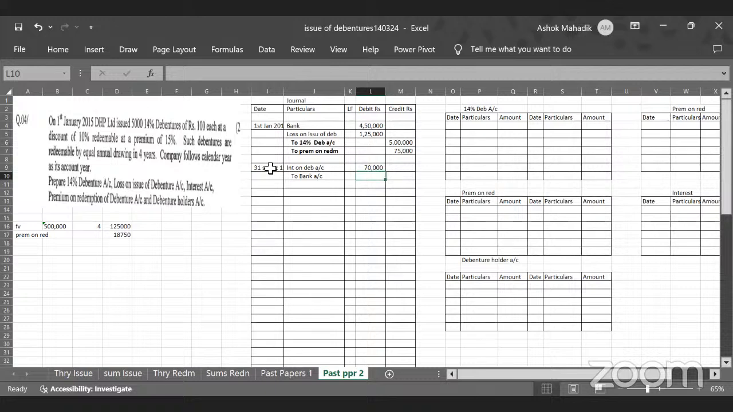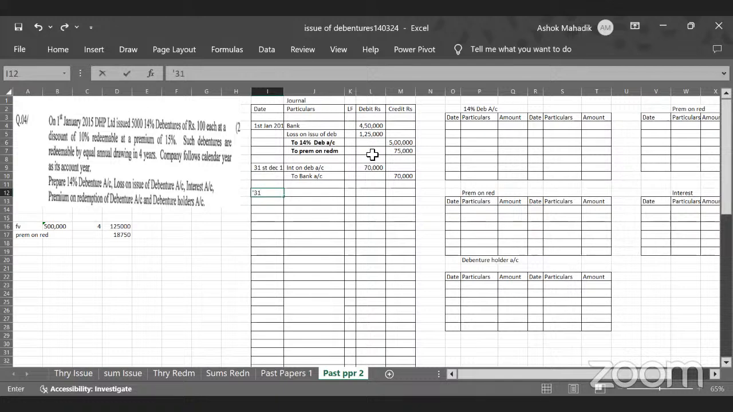Understood how we got the interest amount? 5 lakhs into 14%. So 70,000 interest will be paid to debenture holders for lending this amount to us. Is this clear, students? Now, towards the end of the year, we'll be redeeming the capital debenture. So I'll pass the entry for that.